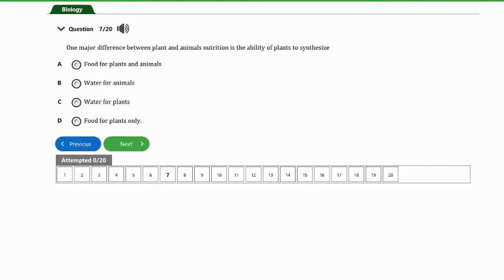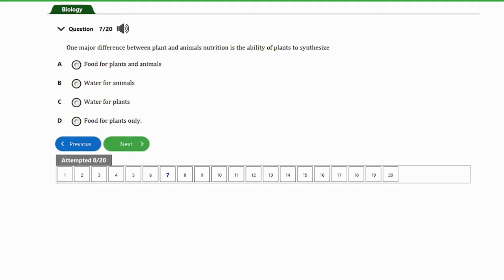It says, one major difference between plant and animal nutrition is the ability of plants to synthesize: A, food for plants and animals; B, water for animals; C, water for plants; D, food for plants only. So guys, the correct answer to this question is option A, and that's food for plants and animals.